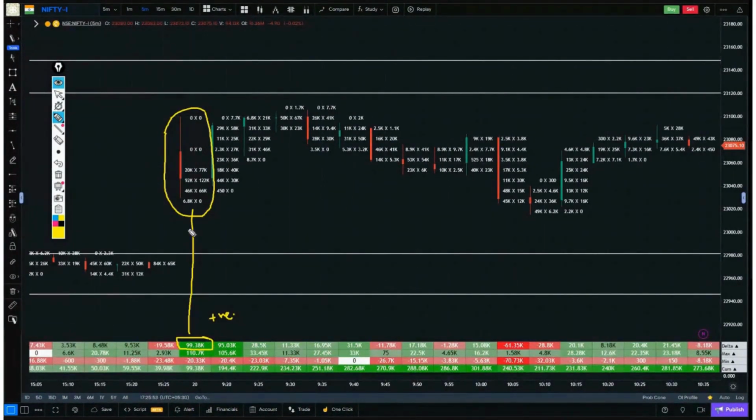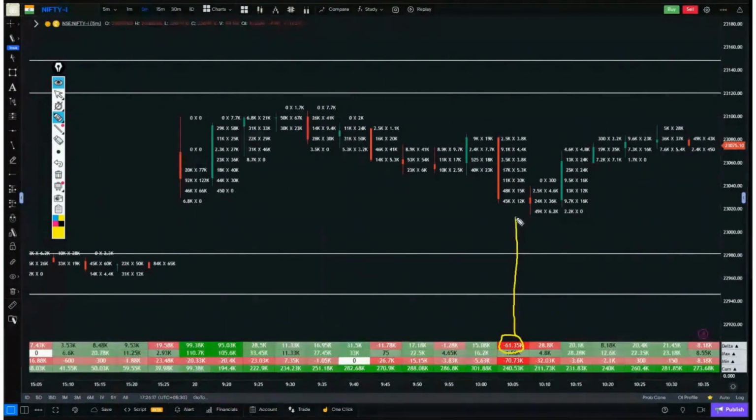How did the delta decrease? Suppose there are 1 lakh sellers, and there are 2 lakh buyers, then what is the delta value? 1 lakh, simple. This is the delta of this candle, 1 lakh more buyers. Secondly, if we look at this candle with a negative delta, that means inside this candle, there are around 61,000 more sellers compared to buyers. It's in the red box, with a negative sign above.